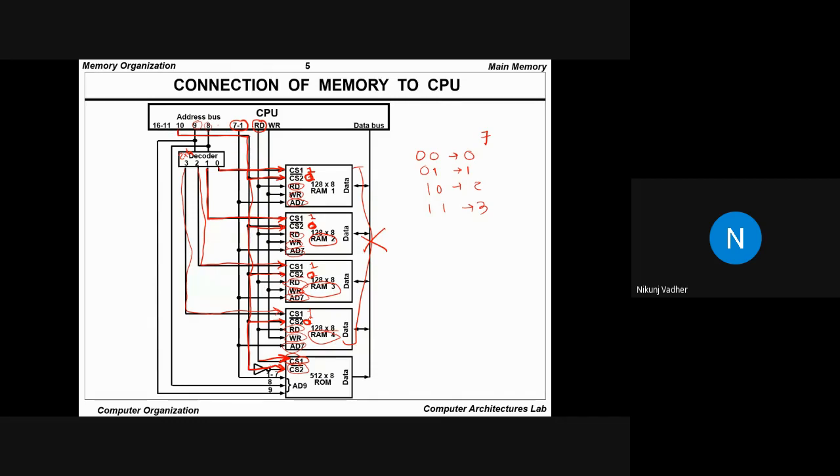Bit numbers 1 to 9 will be given as the address of ROM. In that case, ROM will be selected, and using the address on the specific location, the content will be retrieved. Whatever content is on that location in ROM will be placed onto the data bus. So this is how the connection of memory to CPU is done.